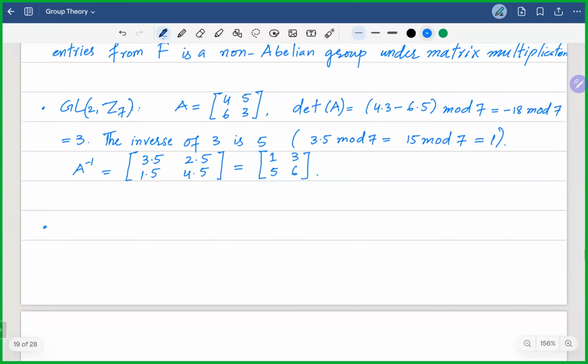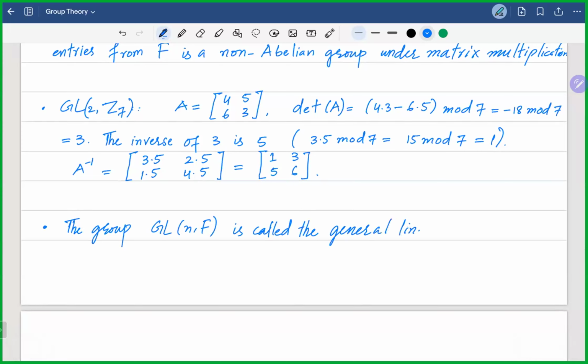And we write that the group GL(n, F) is called the general linear group of n cross n matrices over F.